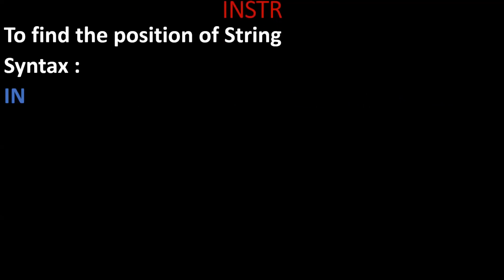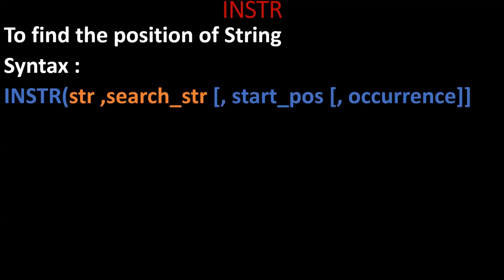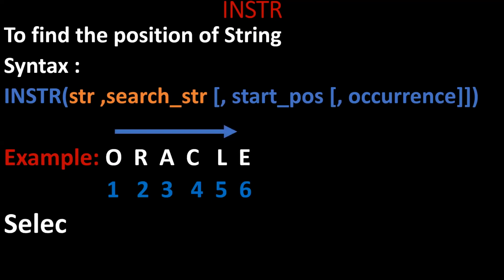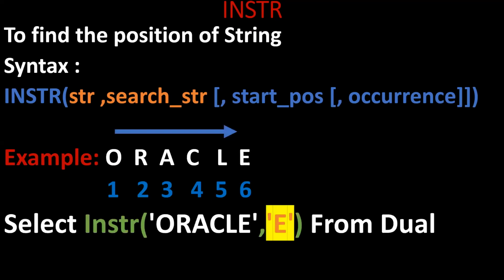Next one is the INSTR. It is used to find the position of the particular string. It has 4 parameters. First one is the actual string. Second one is the search string. And the third one is the start position from which we need to start, and the fourth is the number of occurrences of the particular string. So in Oracle, numbering starts from 1 and that too from left to right. So from the given Oracle string, I need to find the position of E. So we know that E is at 6th position. So output would be 6.